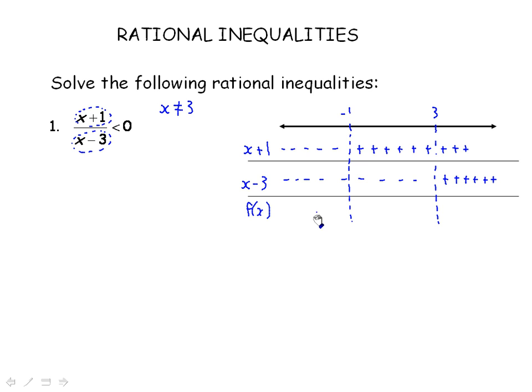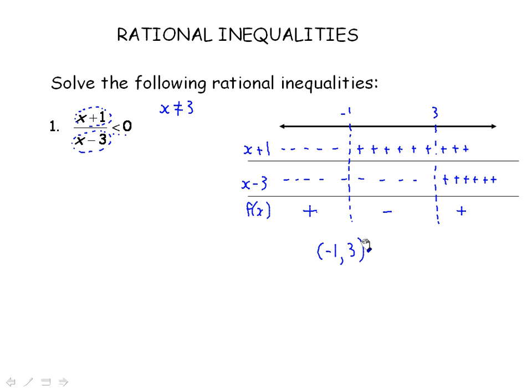Taking these together, f of x will be positive, because a negative divided by a negative is positive, and then in the middle interval it will be negative, and then for the interval above 3 it will be positive. And we want to know where this one is negative. So it will be negative, that is below 0, in the open interval from negative 1 to 3.